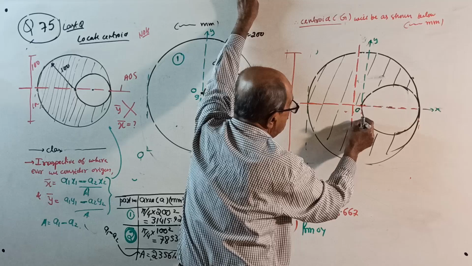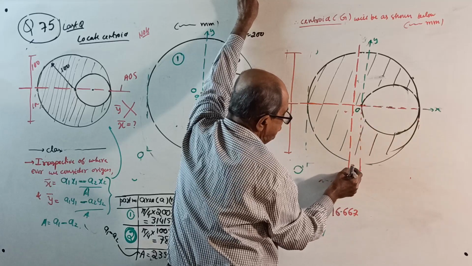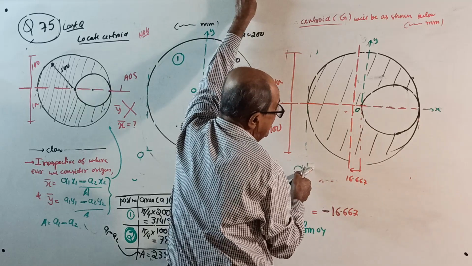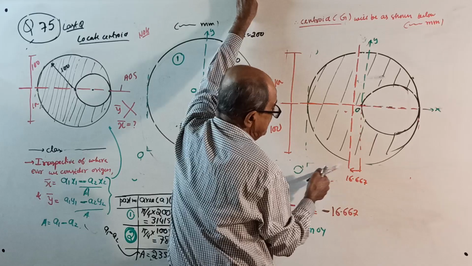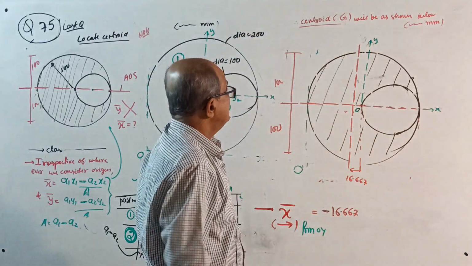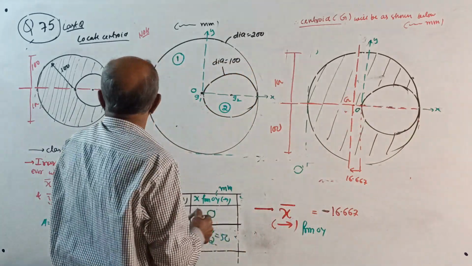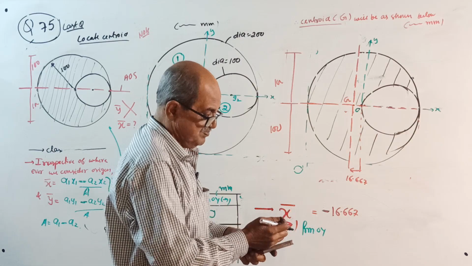From the center of the circle, it is on the left side by 16.667. That is from here, 100 minus 16.667, same as last time's answer. This is centroid G. Okay, now do one thing. Just one exercise for you.